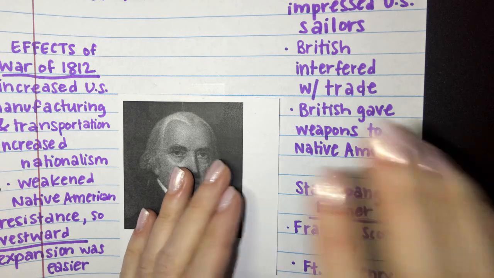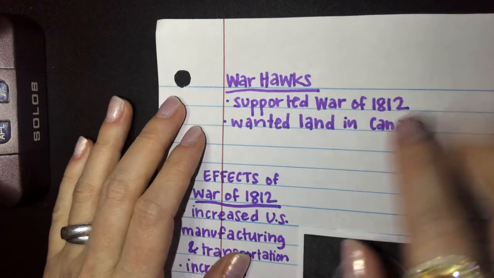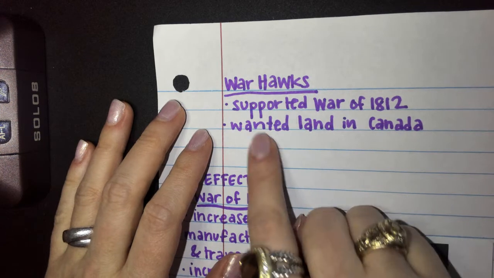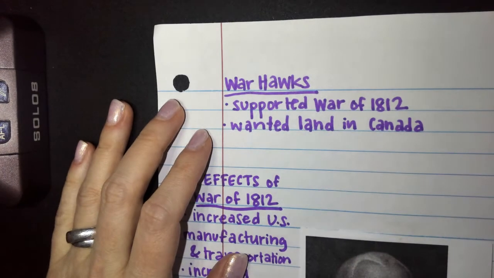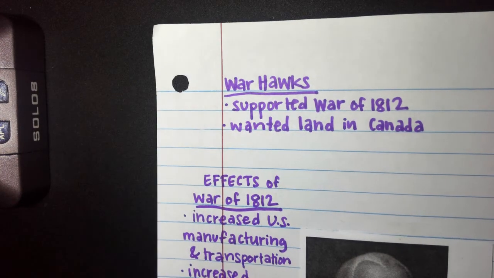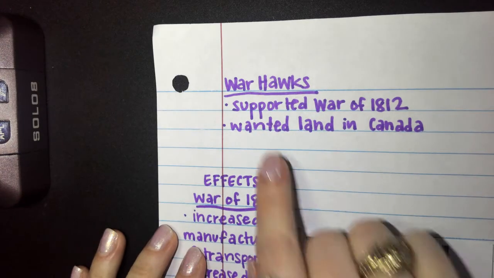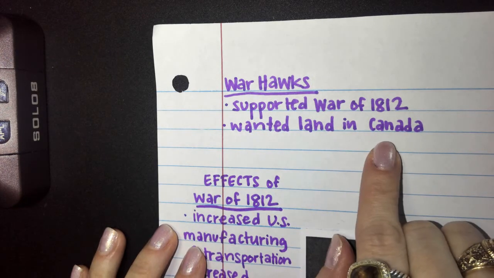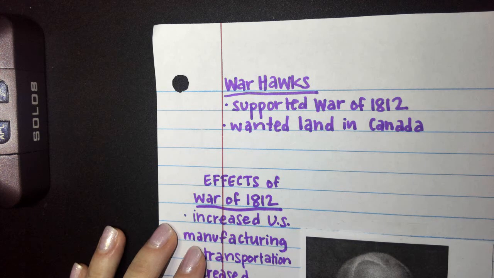Now, speaking of Canada, we have a group of guys during this time period. These Americans were called the War Hawks, and these men supported the War of 1812 mostly because they were land hungry and nationalistic. They wanted to gain more land in Canada to add to the United States.